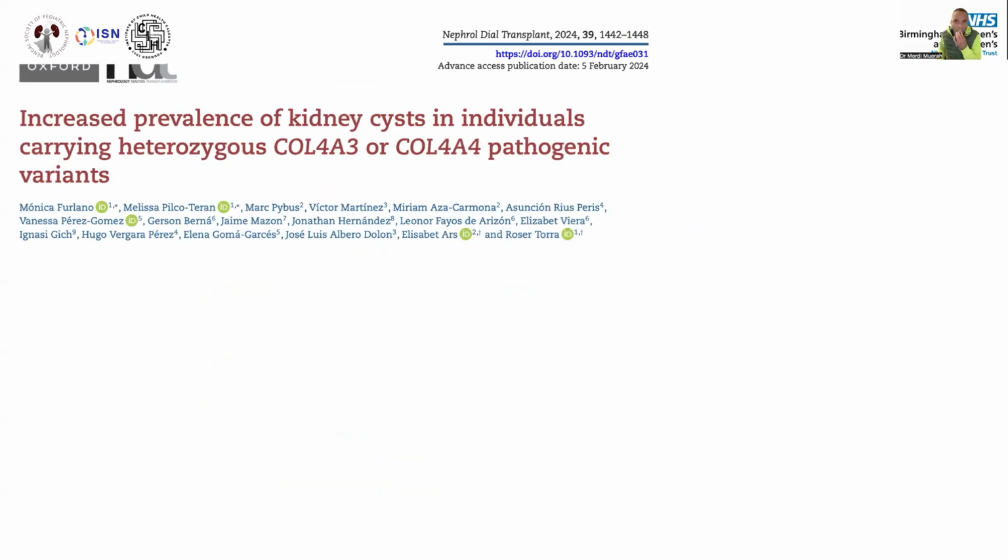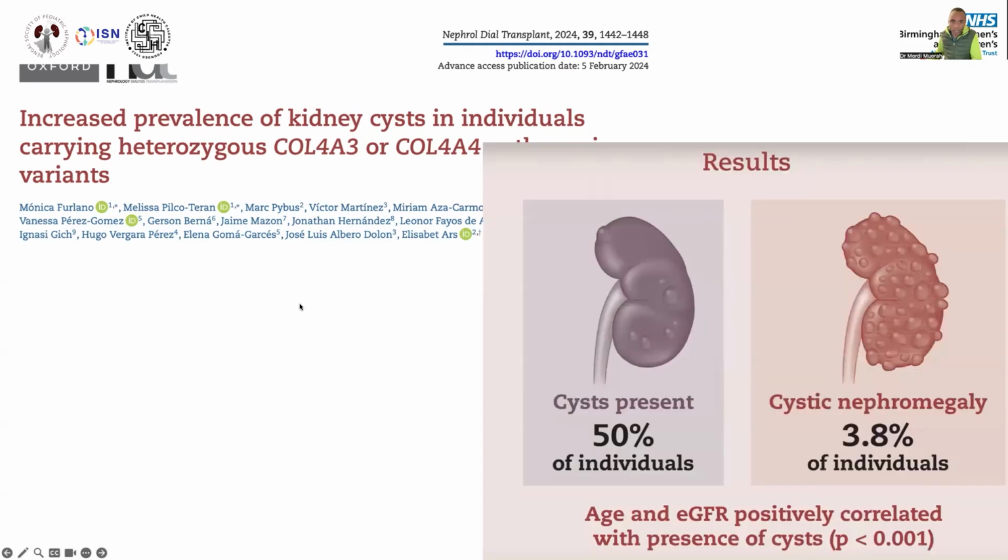And just wanted to mention that there are other genes which can sometimes cause cystic kidney disease, and an interesting paper which I came across is that some of the patients who have COL4A3 or COL4A4 variants have an increased prevalence of cysts, and as this is thought to be associated with increasing age and reduced GFR, there might be a role as to whether this is brought about by as your kidney disease progresses, but it is something which has been reported increasingly.